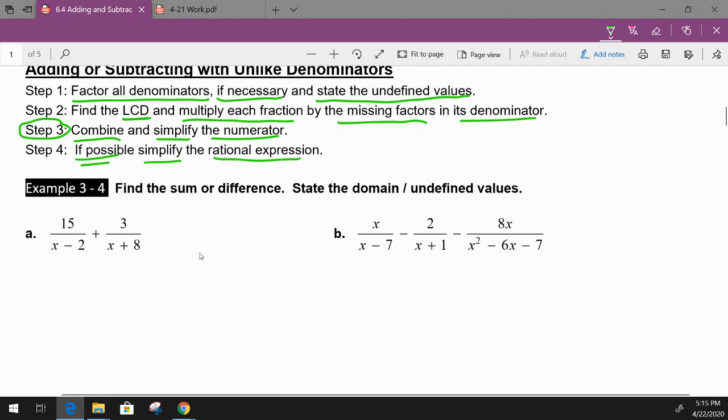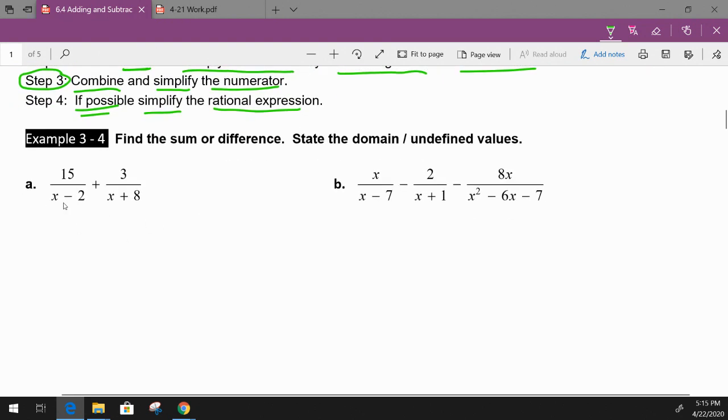Okay, so here we go. If we look at our first problem here, x minus 2 cannot be factored. X plus 8 cannot be factored. They are both linear factors already, so they're both already prime numbers, so to speak. They do not have any common factors, which means your least common denominator will consist of both the x minus 2 and the x plus 8.